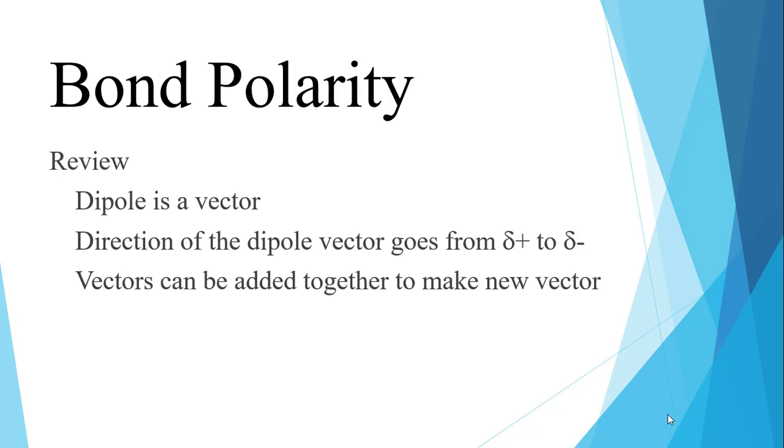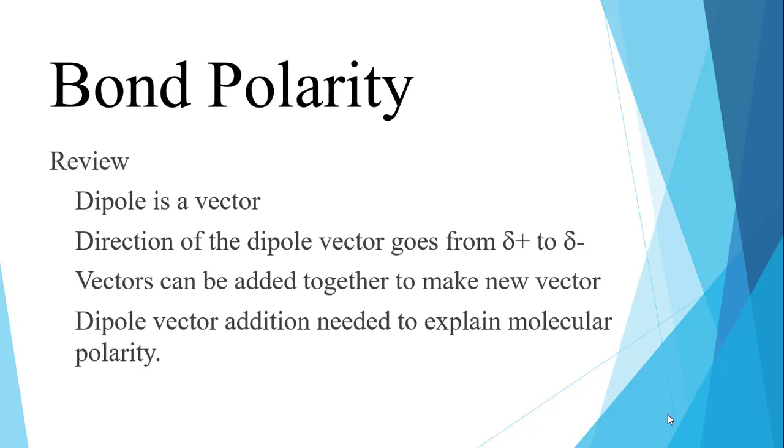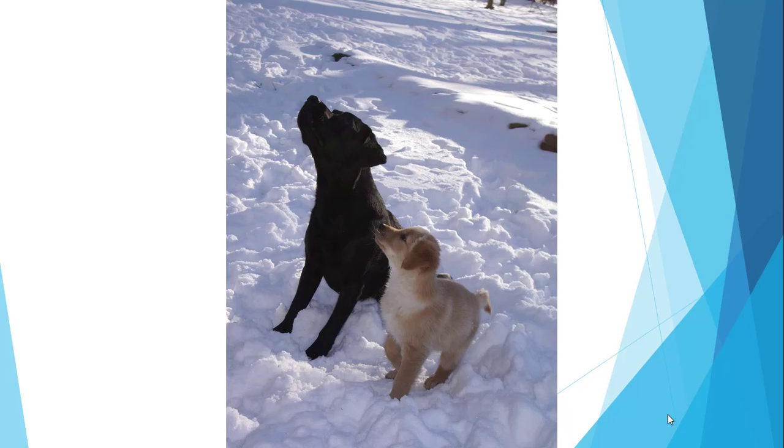Vectors can be added together to make a new vector, and we're going to need dipole vector addition to explain molecular polarity. And that is bond polarity in a nutshell. In the next video, we'll tackle molecular polarity.